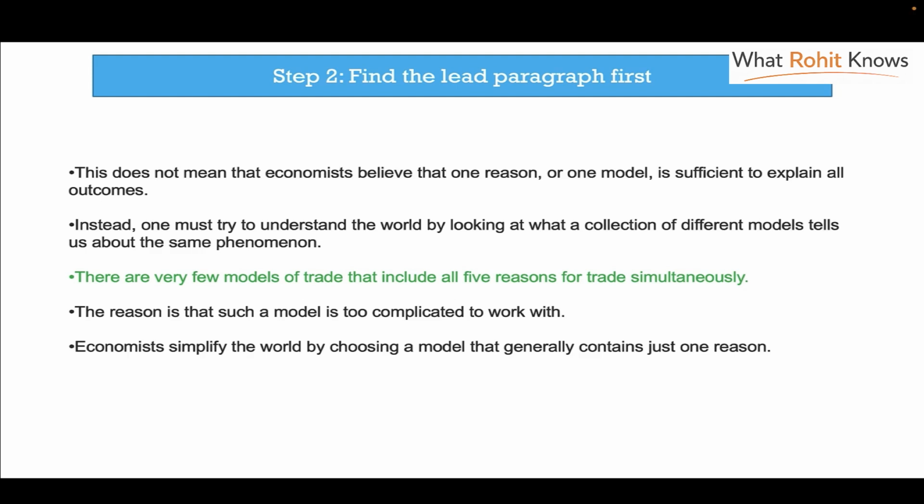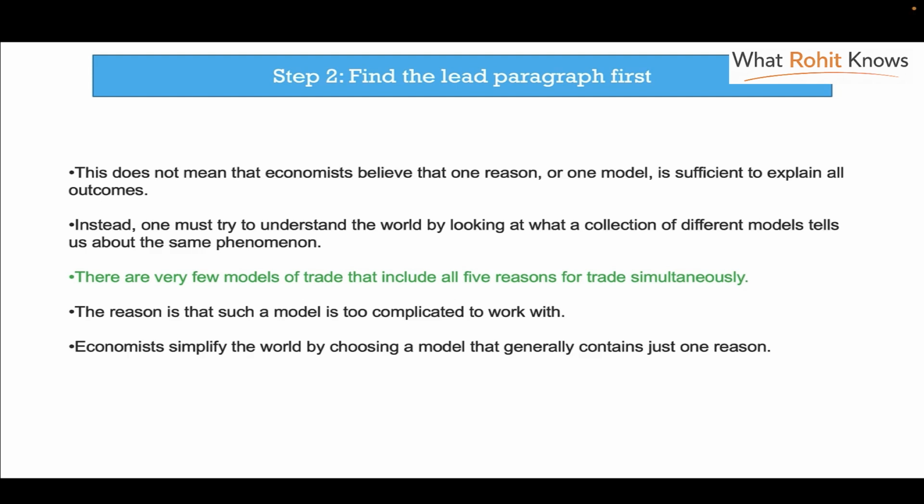So something should come before that. And the last one, economists simplify the world by choosing a model that generally contains just one reason. So a reason of what? Again, logically, we expect something to come before that. That's why the third one is the correct option.